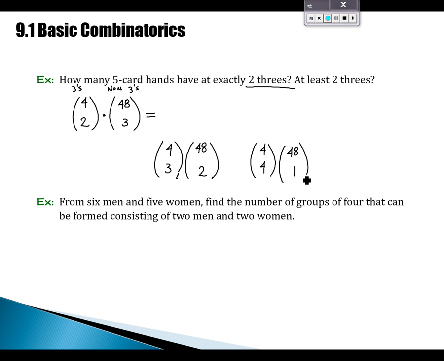Does this help at all? Maybe. What can you do then? Yeah, we can add these up, right? We already did this one. If we add these up, we can get either two threes, that satisfies the requirement, or, plus, we can get three threes, that satisfies the requirement, or we can get four threes, and I think we've just exhausted all the possible things we can do to satisfy the requirement.